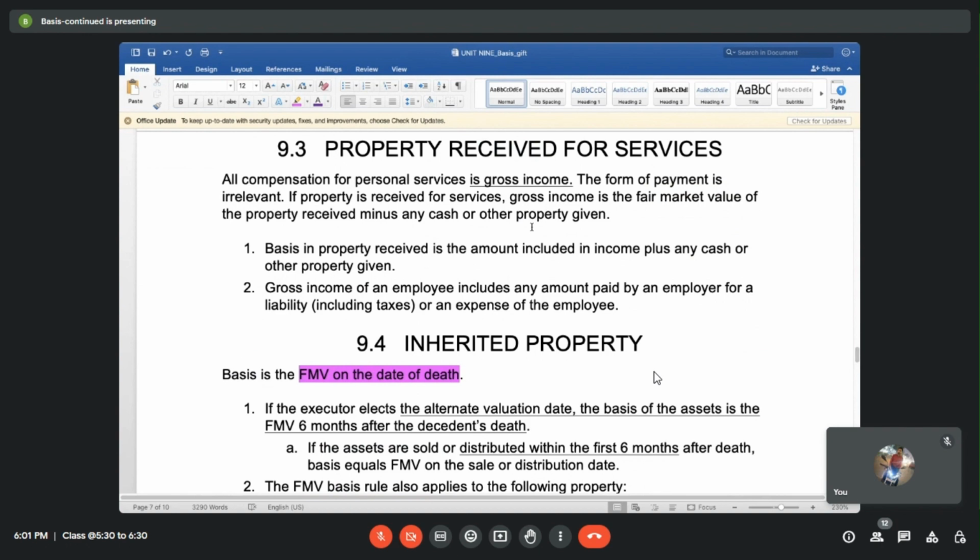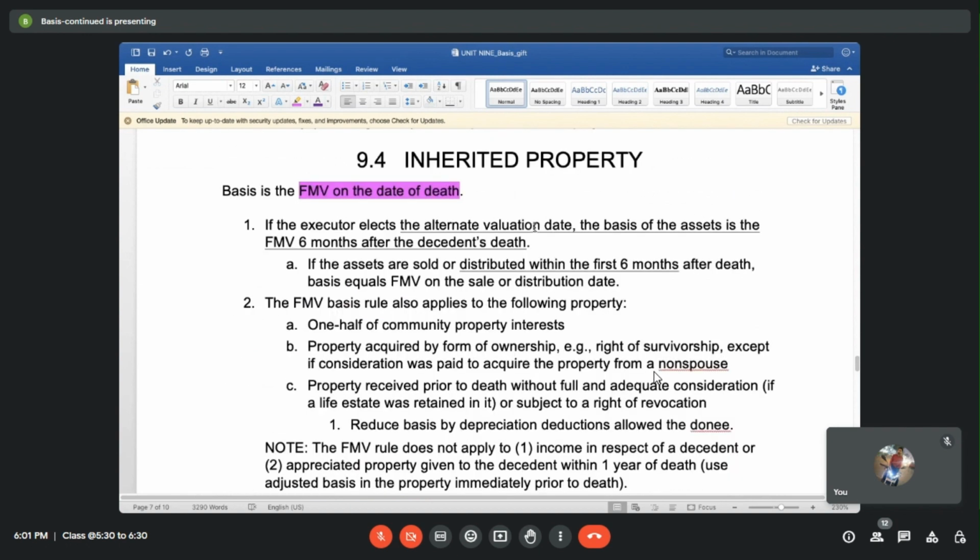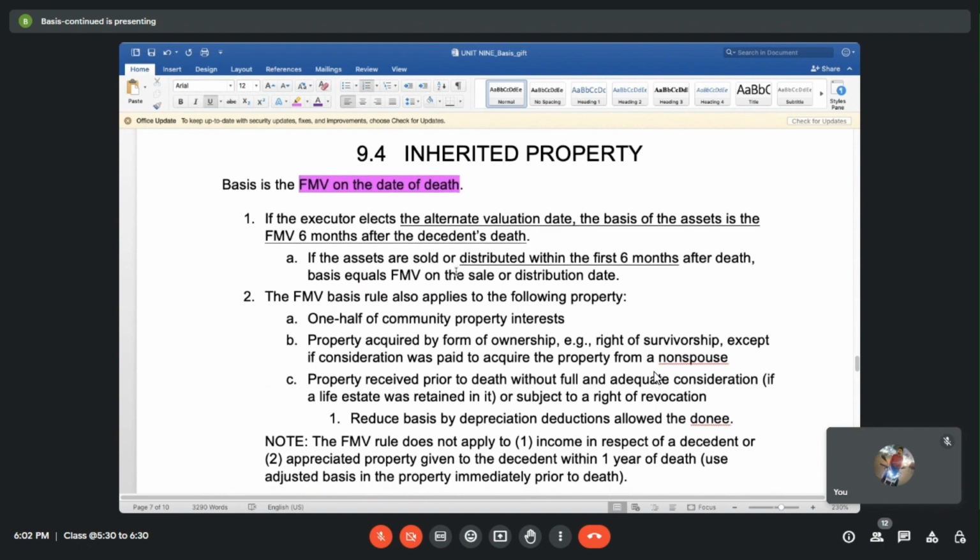Let's go to the next one, inherited property. If the property is inherited, typically we'll go with FMV on the date of death. That becomes the basis. But there is one situation here: the executor may elect not to take the fair market value on the date of death. There is a flexibility given to them. They can choose something called the alternate valuation date. They get 6 more months, so the property will be valued 6 months after the decedent's death. So they have some room there.